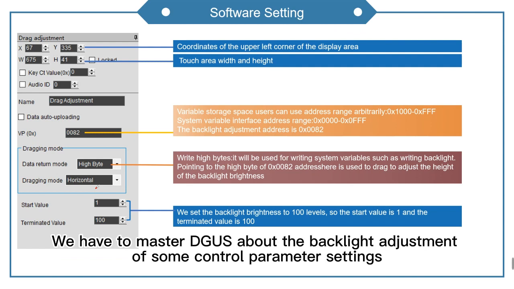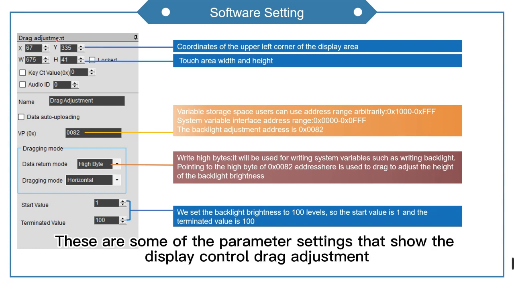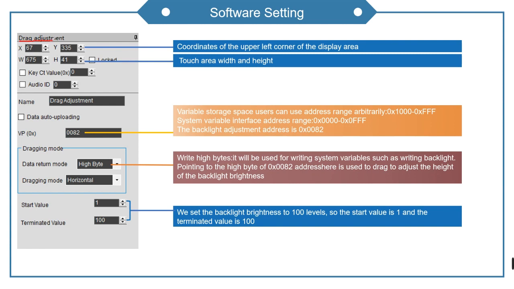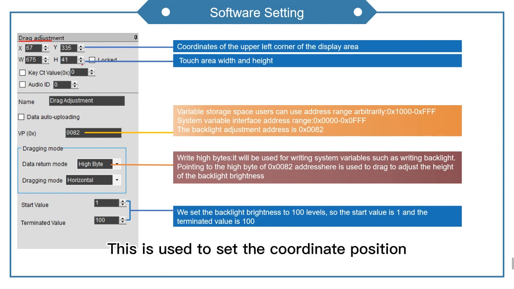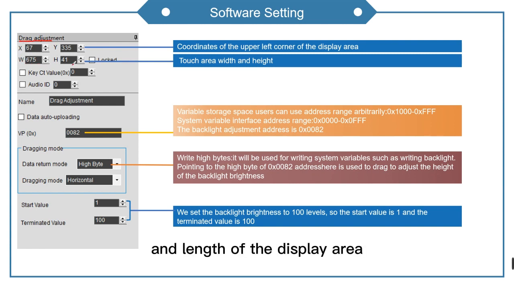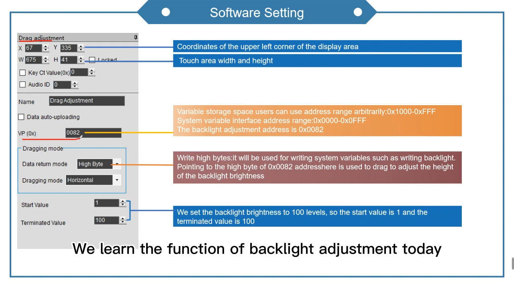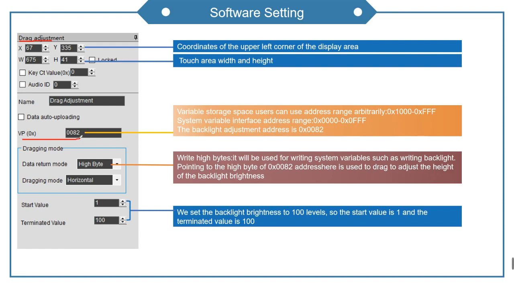Secondly, we have to master some of the DGUS control parameter settings for backlight adjustment. These are some of the parameter settings for the display control, drag adjustment. This is used to set the coordinate position, width, and length of the display area. This is used to set the VP address. We learned the function of backlight adjustment today, so set it to 0082.